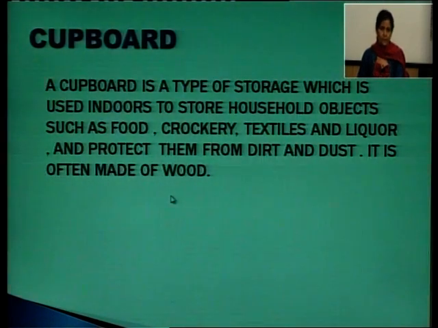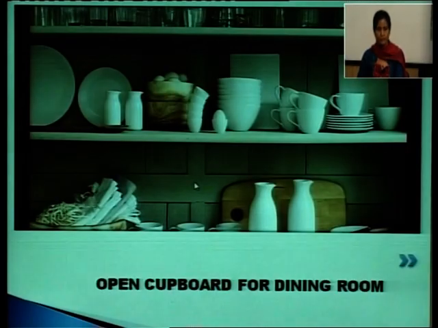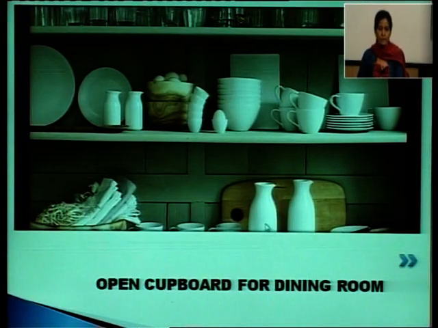A cupboard is a type of storage which is used indoors to store household objects such as food, crockery, textile and liquor, and protect them from dirt and dust. It is often made of wood. Now this is an open cupboard for a dining room. As you can see here, glassware and various utensils like crockery are stored over here, which are used in our dining room.